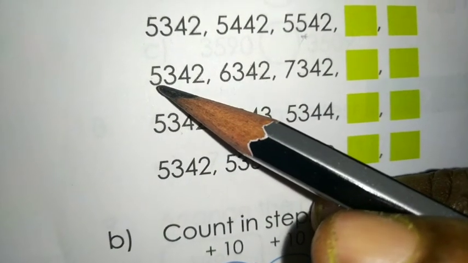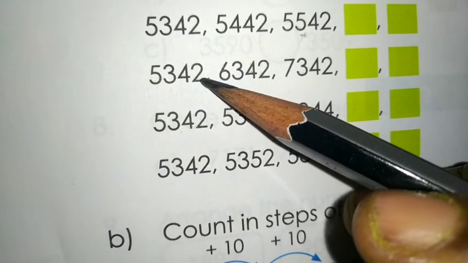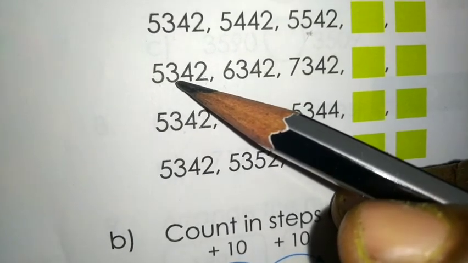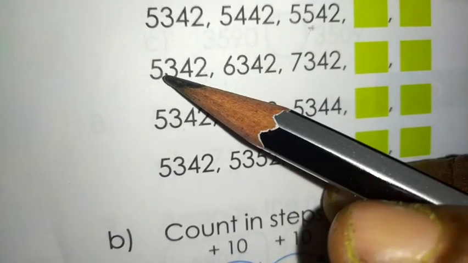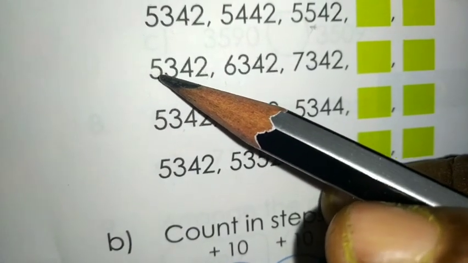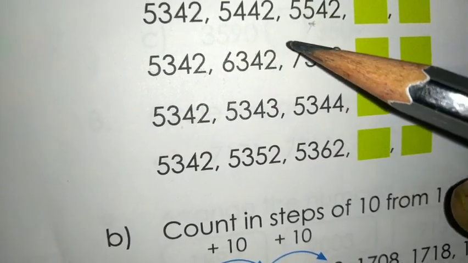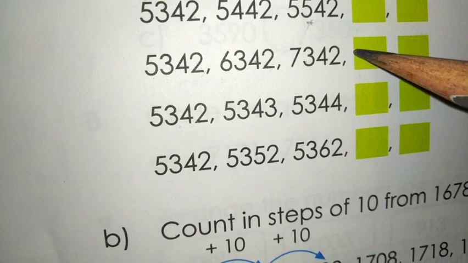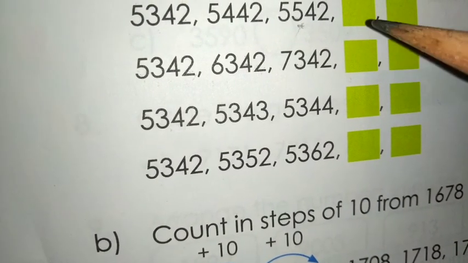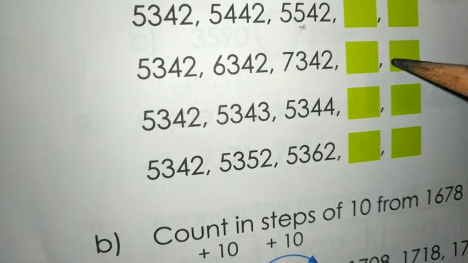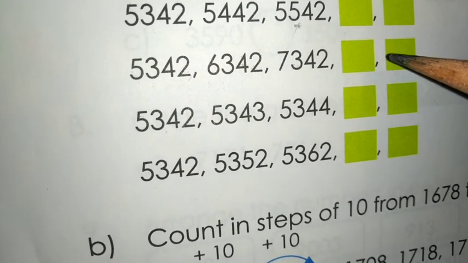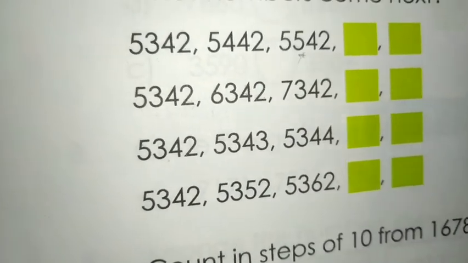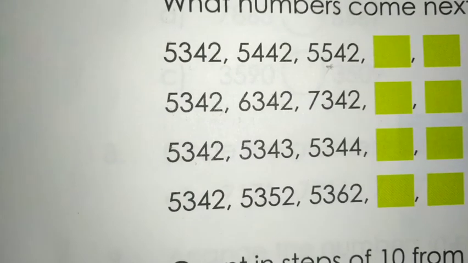Come to the next number. Start from the ones place, 2. In all three numbers, the ones place value is 2, the tens place value is 4, the hundreds place value is 3, but in the thousands place there is a change. In the first number 5 is there, in the second number 6 is there, in the third number 7 is there. Then what comes in the next number? 8. 8342. Then what comes in the next one? After 8 what comes? 9. Adding 1 to the thousands place, you will get 9342. So in this way you have to do the number patterns also.